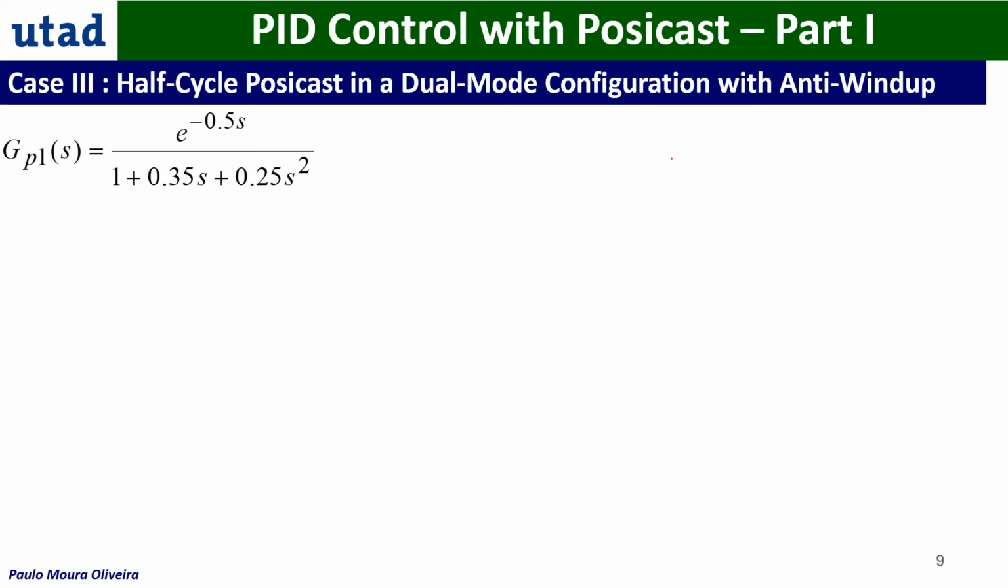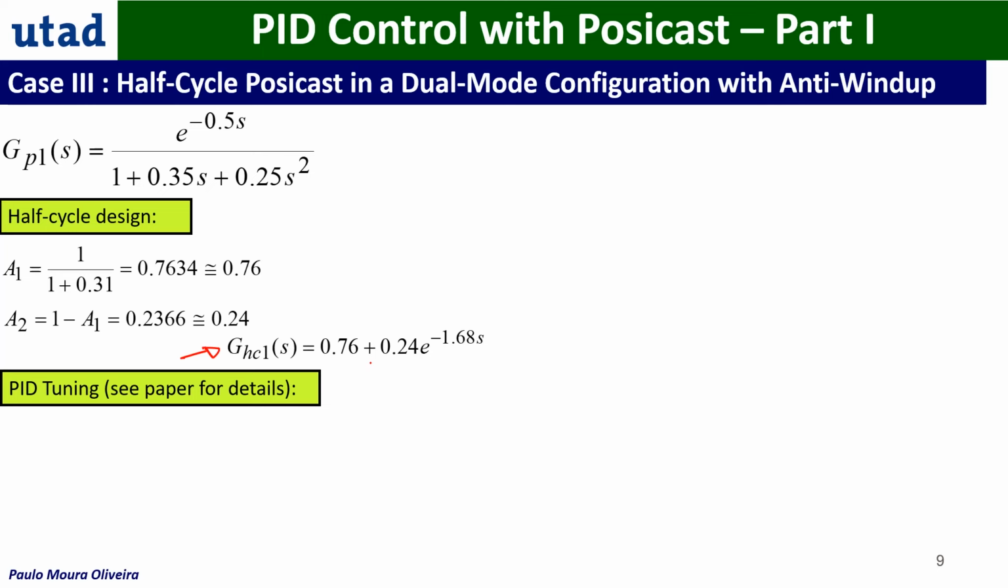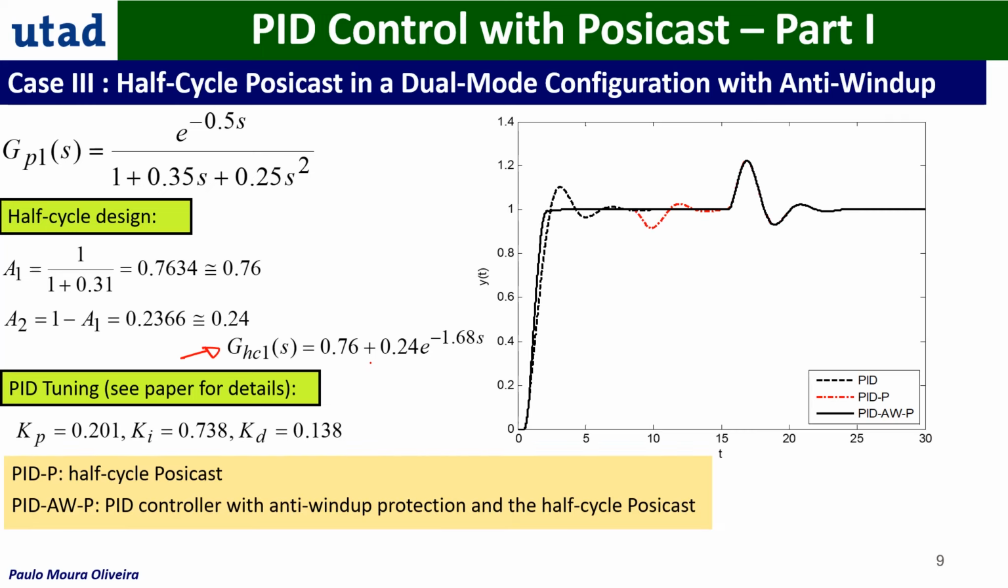So once more, we are going to use the simple second order model, this one. For the half cycle Posicast, we can determine the amplitudes of the steps, and this results in this half cycle transfer function. For the PID tuning, you can see the paper for details. It results in these three gains. So we have here the response.